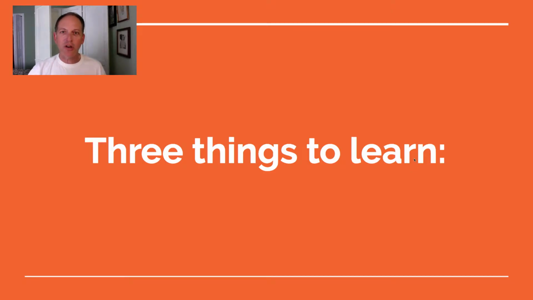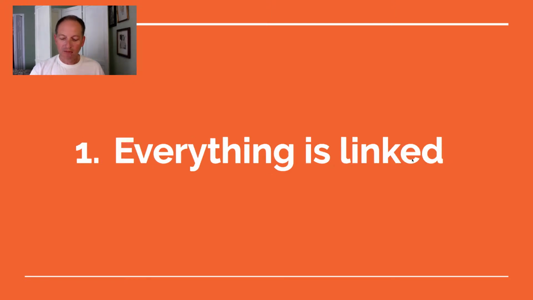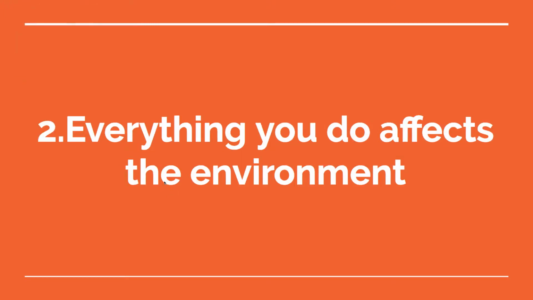Now, I always like to talk about the things that you really should know about a unit that we're talking about. So, 3 things you need to know. Everything is linked. Now, I want you to think of two living things. Write it down and think about how they are linked together. And if you can't think of how they're linked together, then we'll talk about them in class.